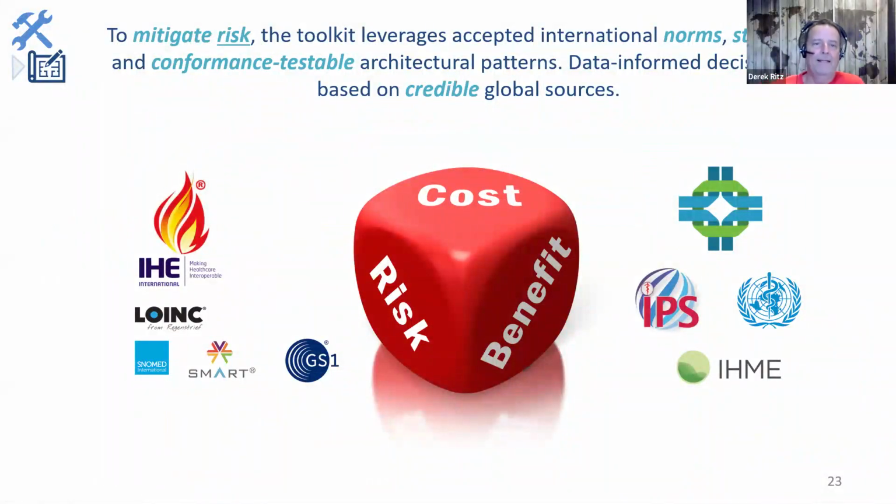The World Bank is a bank. They expect to get a return on their investments, which means they have to be serious about mitigating risk. And they actually spend a lot of effort on that. When they're making a $250 million investment in the Ministry of Health, they do look for gated funding and they do look for reporting. And, some of these states have got high corruption levels and they do look for there to be audit trails for where the money went and all these things. So the toolkit leverages global norms and standards and conformance testable architectural patterns because it mitigates risk.